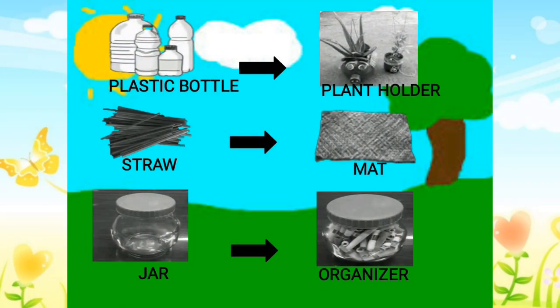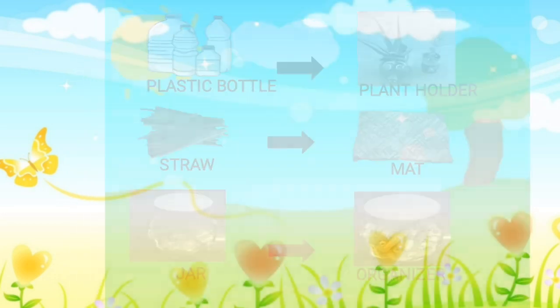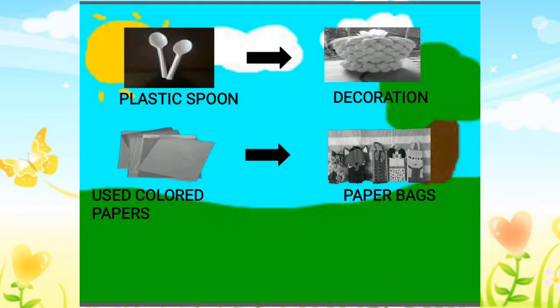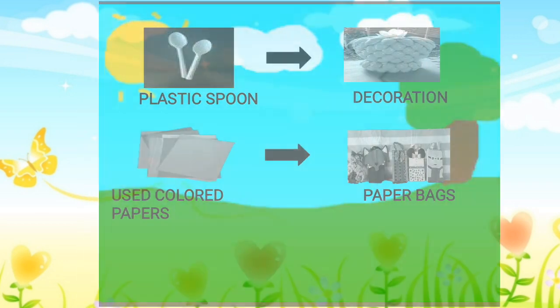The plastic bottle can be recycled into a plant holder. Straw can be recycled into a mat. Jar can be reused as an organizer. Plastic spoon can be recycled into decoration. And used colored papers can be recycled into paper bags.